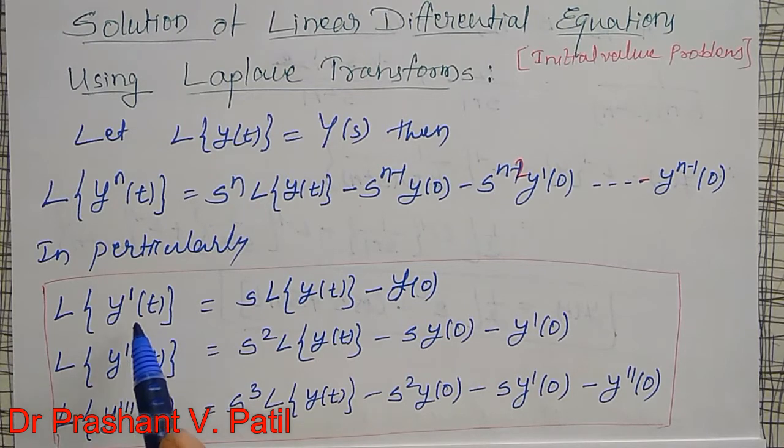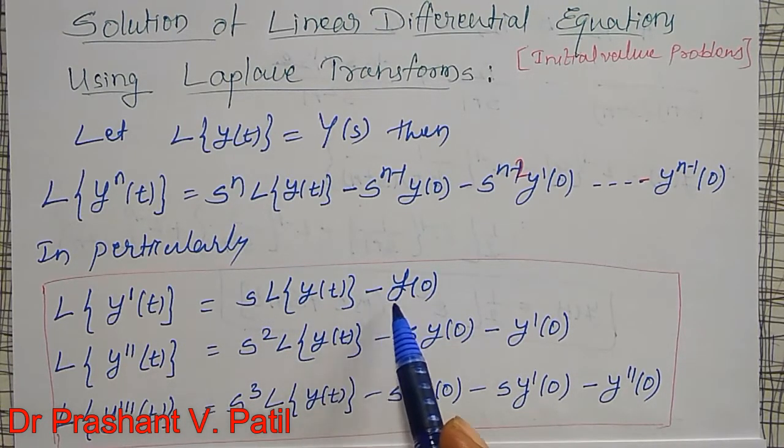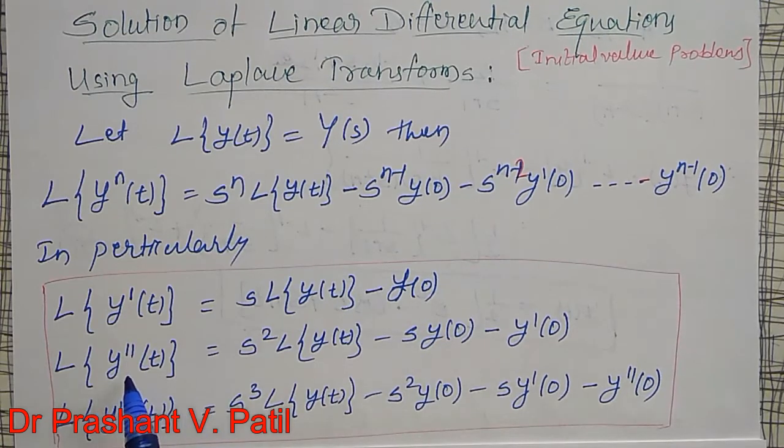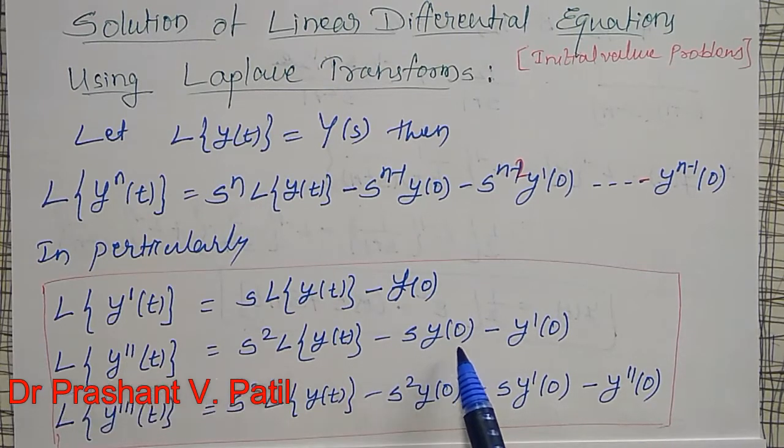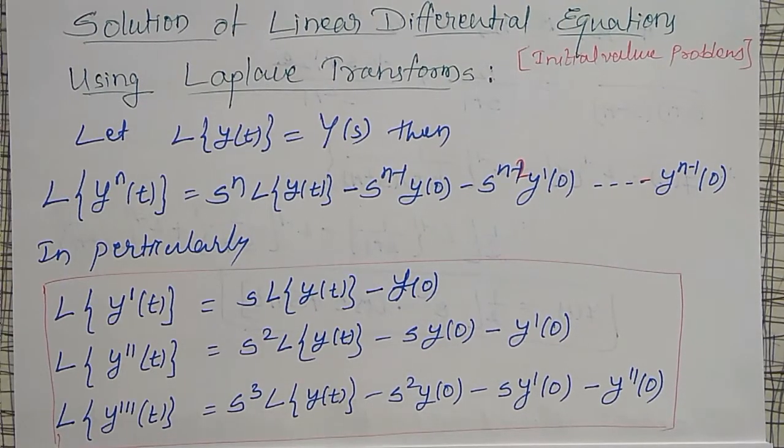Laplace transform of y dash equals s into Laplace transform of y of t minus y of 0, and y double dash of t is nothing but s square into Laplace transform of y of t minus s into y of 0 minus y dash of 0, whereas y triple dash of t is equal to s cube into Laplace transform of y of t minus s square into y of 0 minus s into y dash of 0 minus y double dash of 0. Using this, I am going to solve one example here.